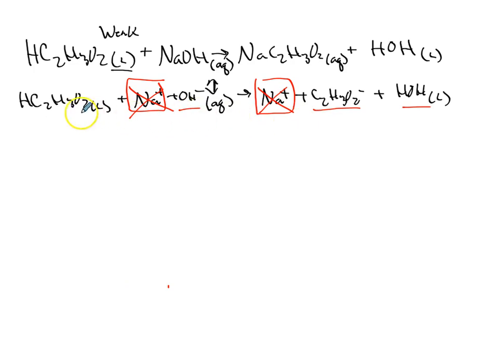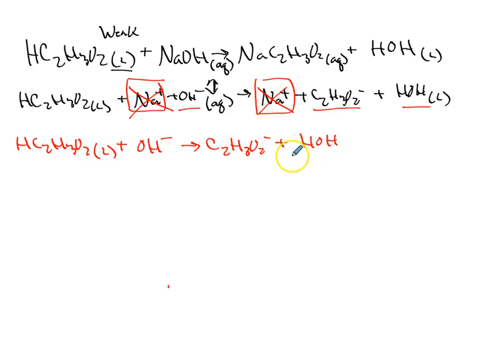So the overall would be HC2H3O2 liquid, because it's weak, plus OH minus goes to some acetate ion plus HOH. These are the things that actually underwent a change. Na did not. It was a spectator. It just saw all of this happen, but had nothing to actually do with the reaction.